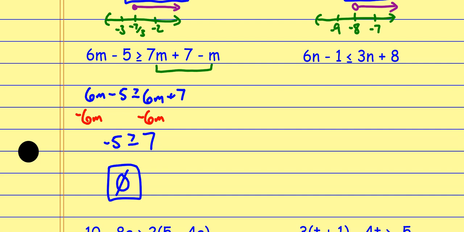If I look at the next one, again, I can't combine those n's because they're on different sides. So I need to get rid of one of those n's. I'm going to get rid of the 3n. You get rid of the 3n by subtracting 3n from each side. So here that gives me a 3n minus 1. Here 3n minus 3n is 0, so I'm just left with the 8. And now I undo subtraction first. So I undo subtraction by adding the 1 to each side.